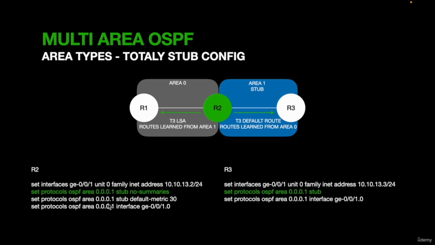Configure it the same way, but for the ABR router you configure stub no summaries, and you also add the default metric. And the configuration on R3 is also the same.